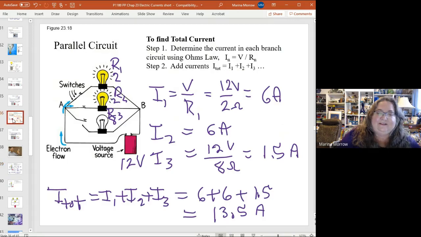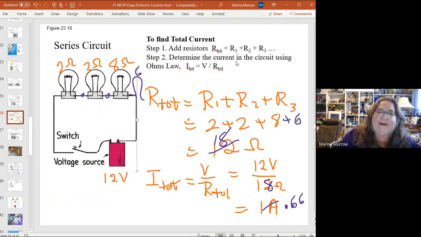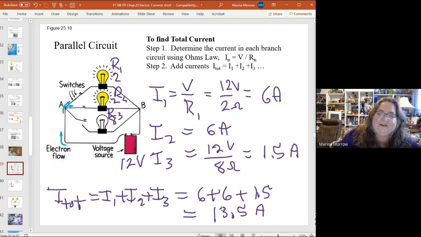The series circuit, the resistors added up. They resisted the flow of the electricity. And so we only ended up with 1 amp at the end of that first calculation. Now, this one has 13.5 amps. Every light bulb is fully bright because it's receiving full current.